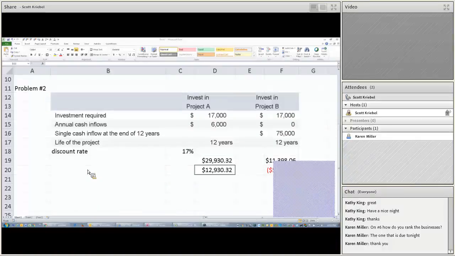All right, so let's go to question number 6, and how do you rank? So you're asking basically, how do you rank each of the projects? Is that right?